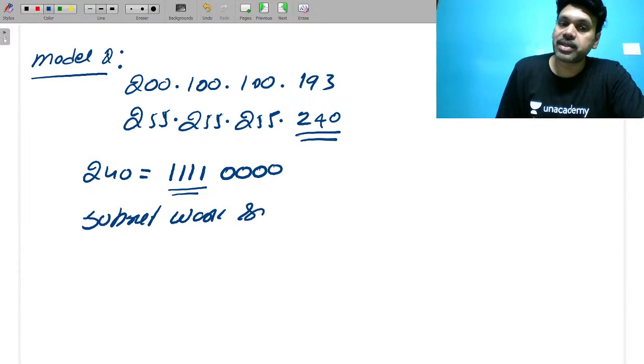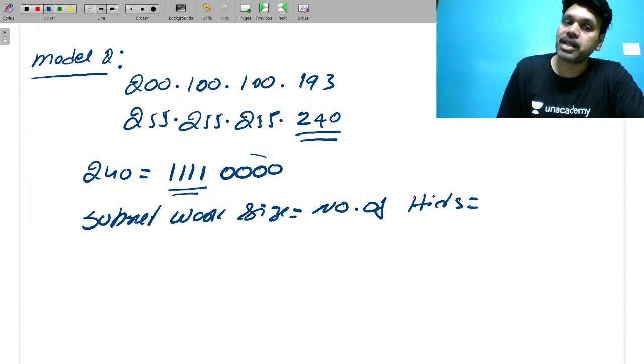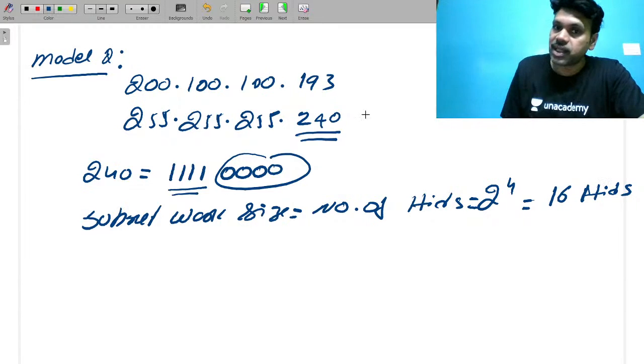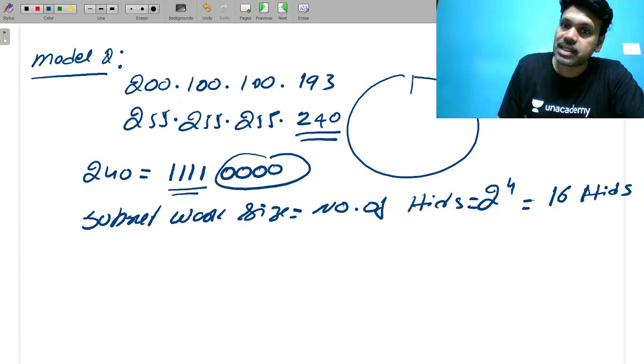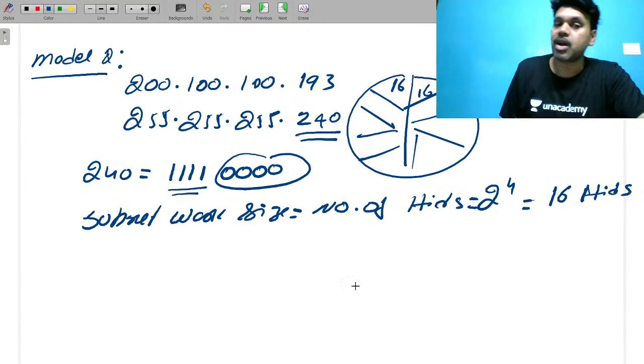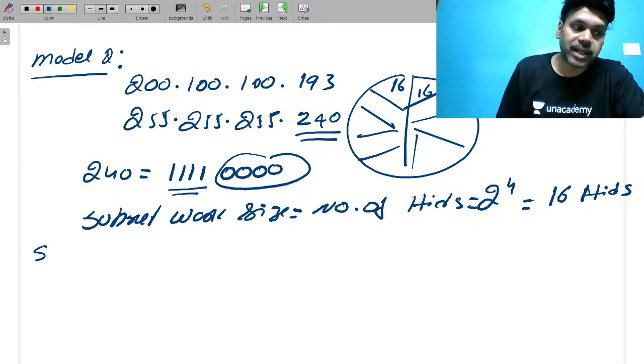Your subnetwork size is nothing but the number of HIDs. Very simple. Number of HIDs are nothing but 4 bits only. 2 power 4 is nothing but 16 blocks, 16 HIDs. That means each subnetwork size is only 16 HIDs. Very small portion. Like that you will get 16, 16, 16, 16, 16. How many? 16 subnetworks.